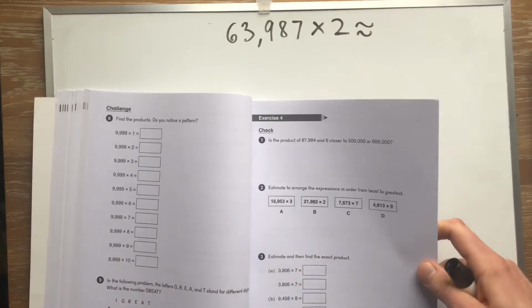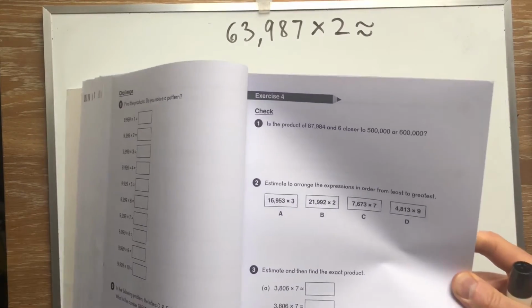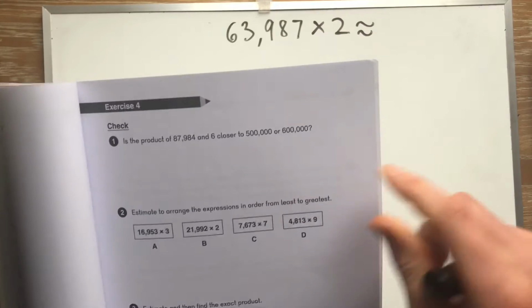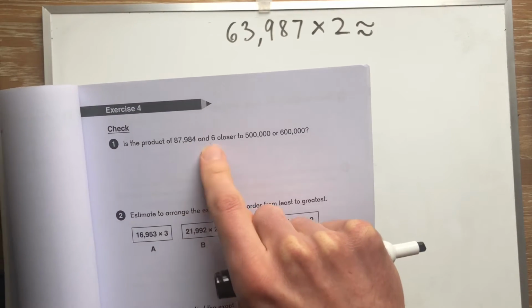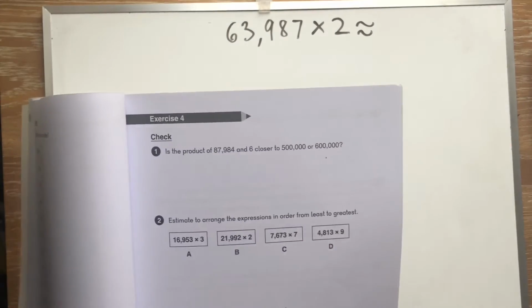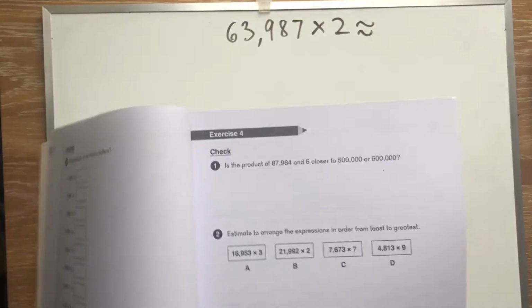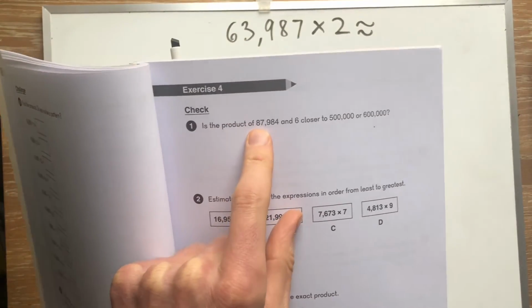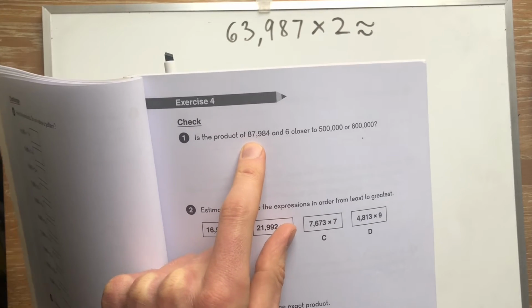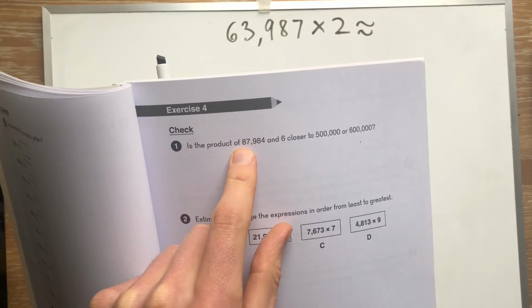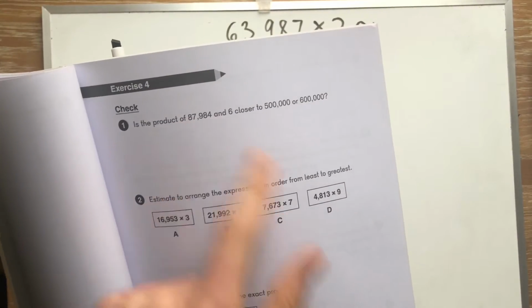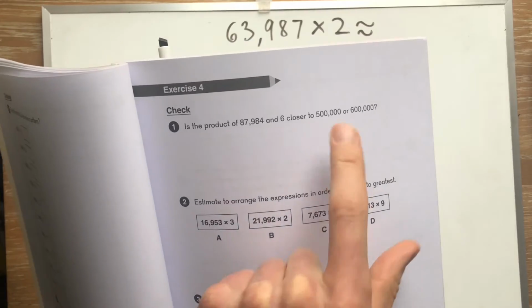This is the same thing we've been working on, basically. Just one problem has a little bit of a bigger number, so I'll go over that one. The first one is the product of 87,984 times 6 closer to this number or that number? Just estimate. I usually estimate to the digit furthest on the left. Is that 87,000 closer to 80,000 or 90,000? Well, what's the number next door? It's a 7, so it's going to go up to 90,000. So what's 90,000 times 6, and is that closer to 500,000 or 600,000?